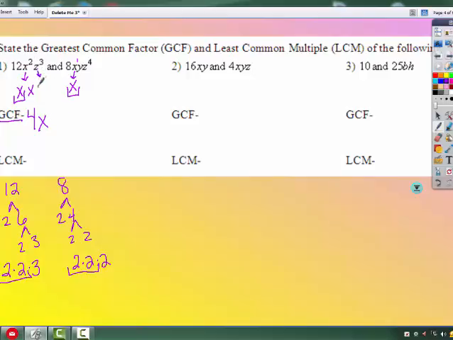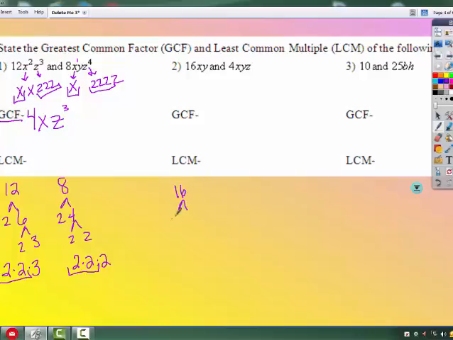And then look at your z's. Z, z, z, compared to z, z, z, z. They have 3 factors of z in common. And since this is the only one with a y, it can't be in common because this one does not have anything. So your GCF of 12x squared z to the third with 8xyz to the fourth is going to be 4xz cubed.